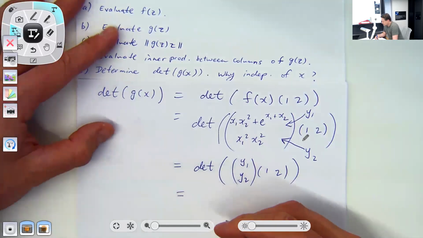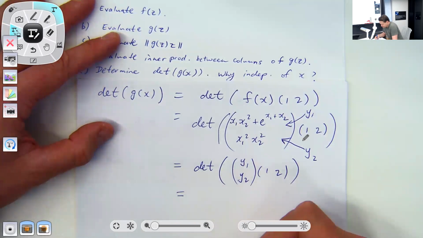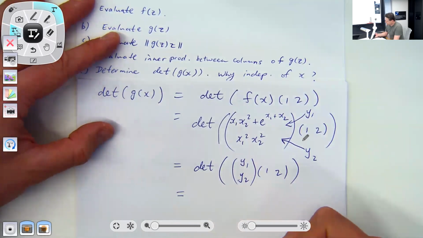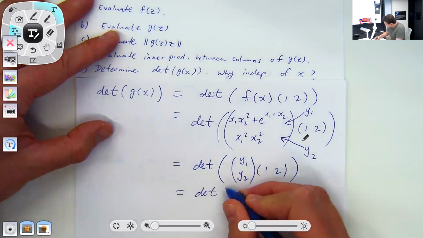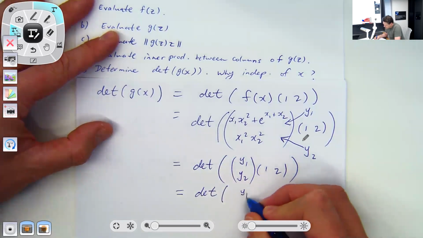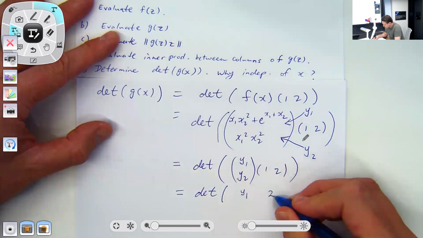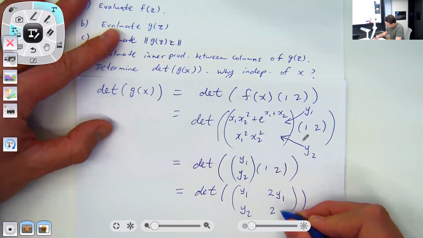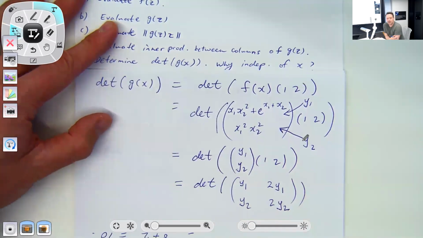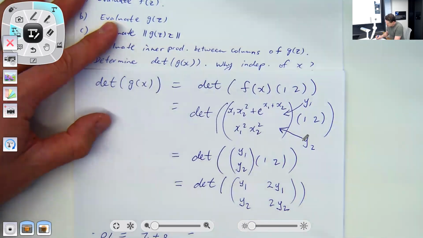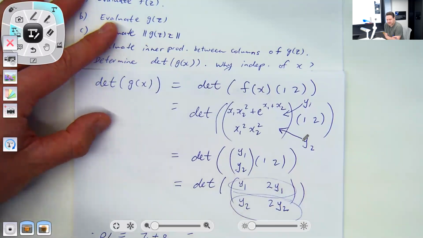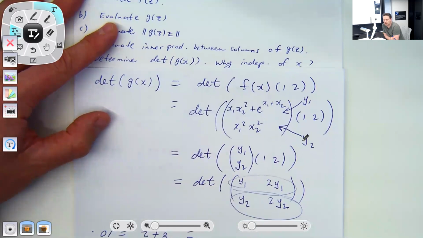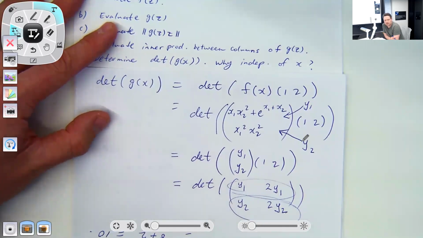Now we're going to get a matrix, right? Of course, because we're taking a determinant. So this will be y1 times 1 in the first entry, and then 2y1, and then we have y2 and 2y2. At this point it's pretty clear, because you can see that the first row is parallel to the second row. They're multiples of one another. In other words, these are linearly dependent rows. So this determinant here is clearly 0.